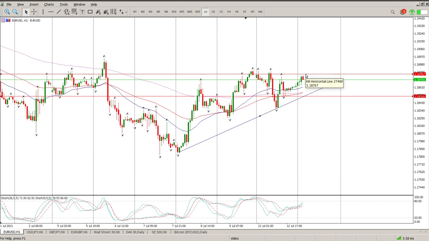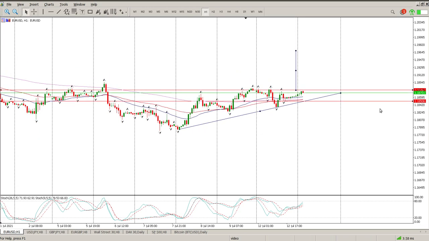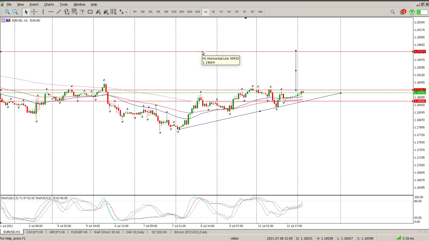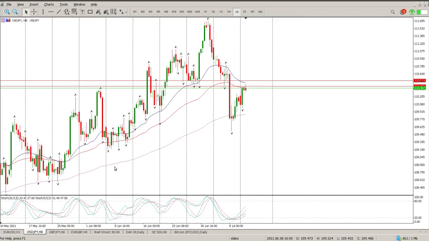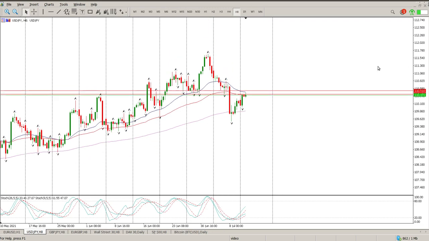Otherwise, it's 118.767 break and retest up there. Then we have a potential triangle or head and shoulders. It doesn't matter which way you want to do it, but you have a fairly decent move to the upside back to 119.664.